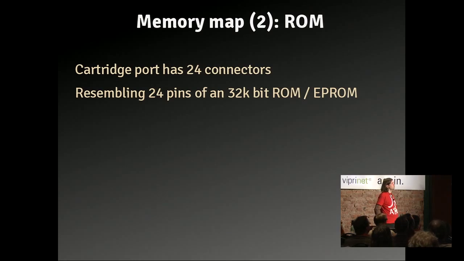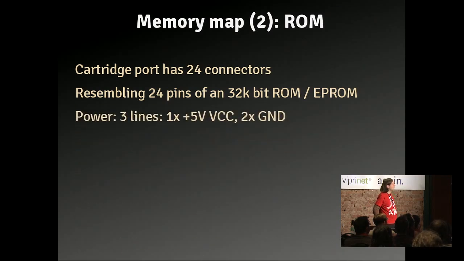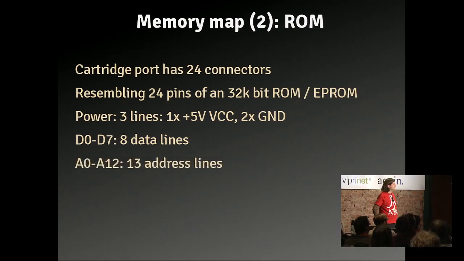So the cartridge port has 24 connectors that resemble the 24 pins of a 32 kilobit, also 4 kilobyte, ROM or EEPROM. We've got 3 power lines, two ground and 1 +5. We've got 8 data lines, and we've got 13 address lines. So that's all. These are the 24 pins.